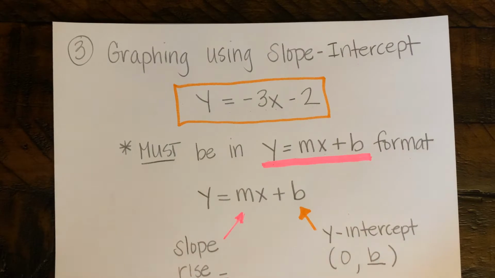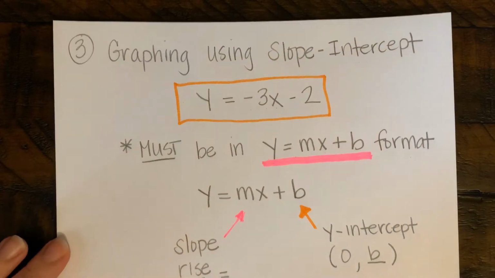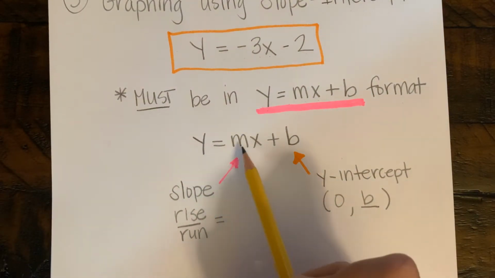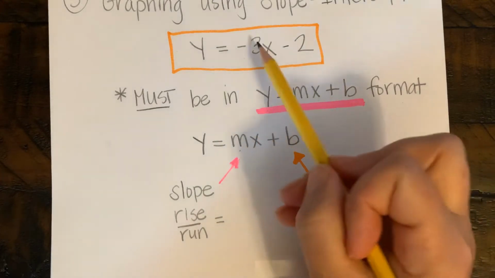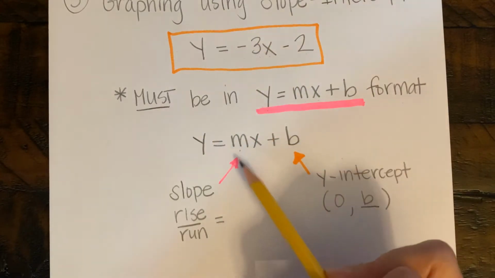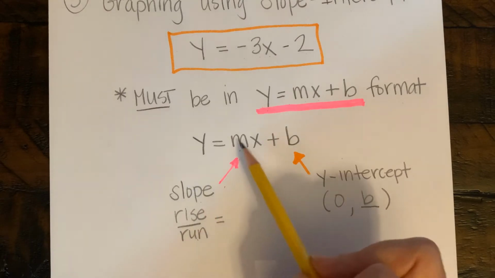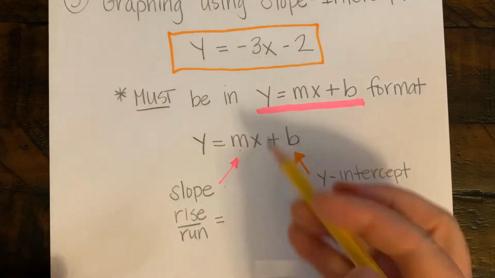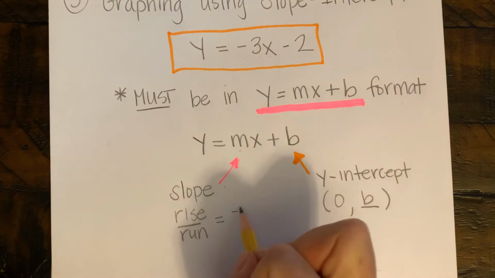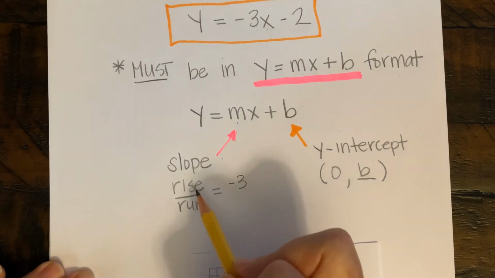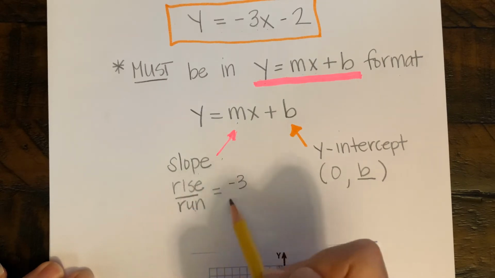Now, in another video, I can show you how to turn equations into slope-intercept form, but for today, our equation is already there. What I need you to remember is that in slope-intercept form, our m, which in this case is my negative 3, is the slope. It is the rise over run. To do slope, we must have it in a fraction form so we can understand how much to rise and how much to run.